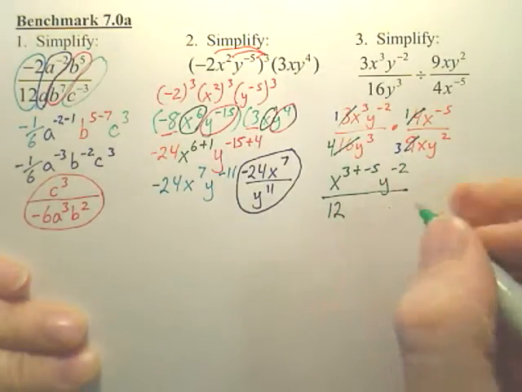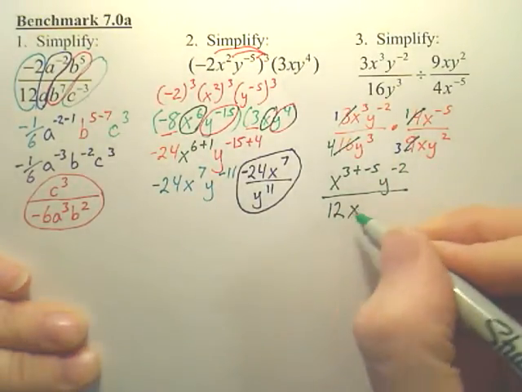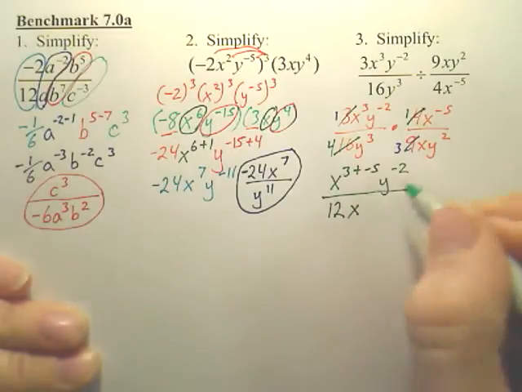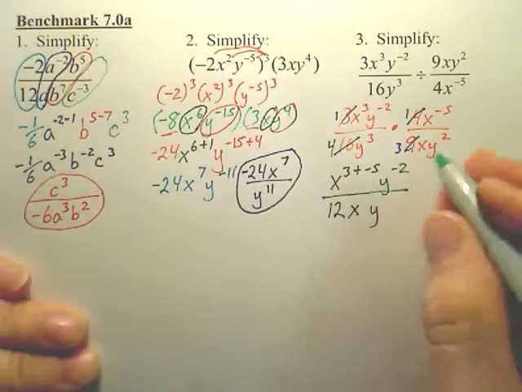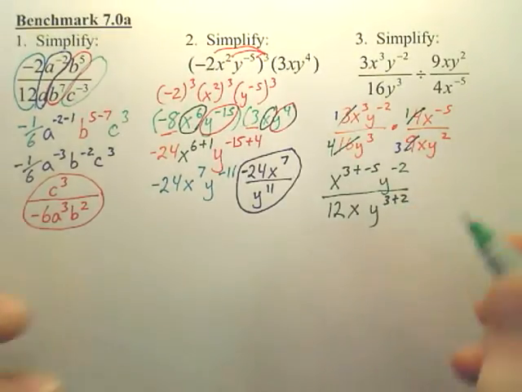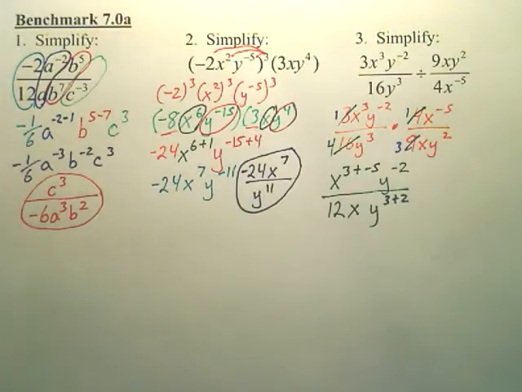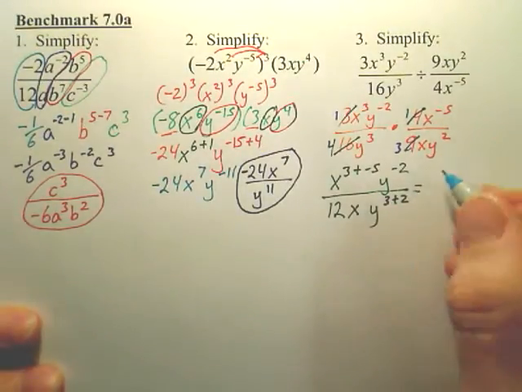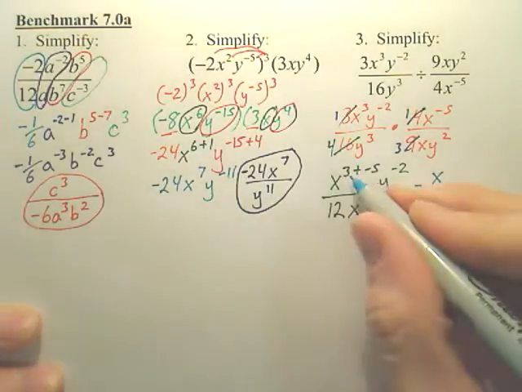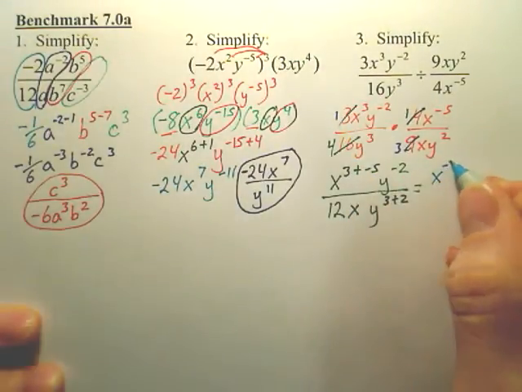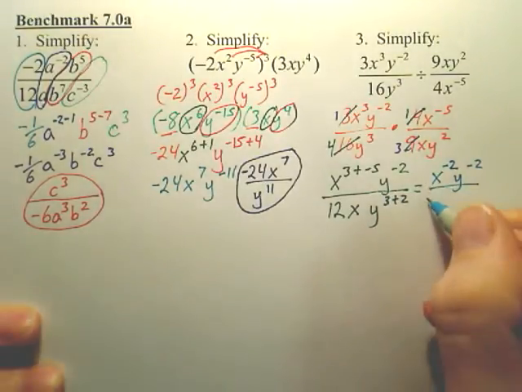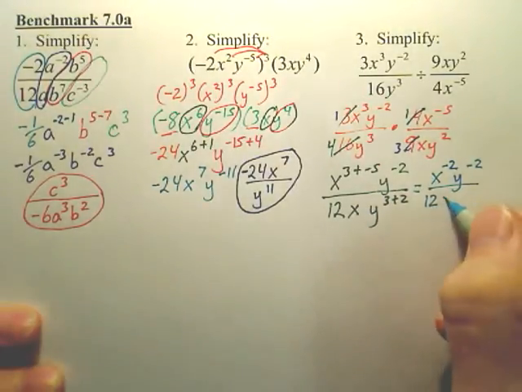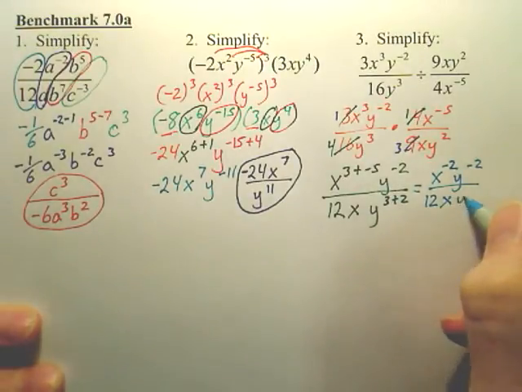12. You have your x, because you tend to go alphabetically so that they kind of line up. And your y, what do you get for y? Well, don't you have a 3 and a 2? So won't that be 3 plus 2? So it looks like we now have on top x to the, well, 3 plus negative 5 is negative 2. You got y to the negative 2. On bottom you got a 12. You got an x, and 3 plus 2 is 5, so y to the fifth.